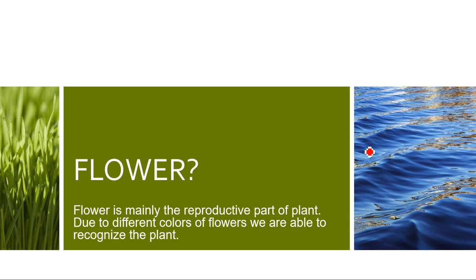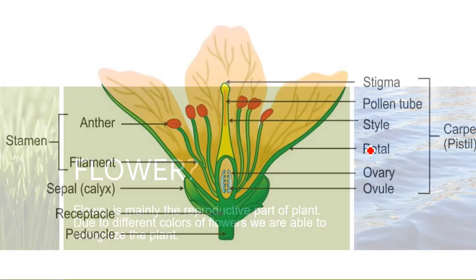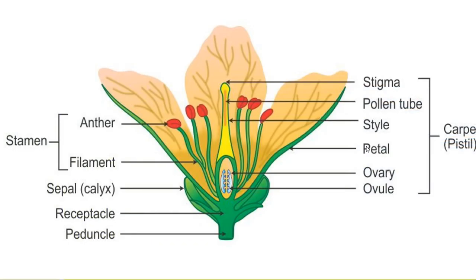Flowers are different in color, and we are able to recognize the plant by its flower very easily because many plants have the same kind of root, but their flowers are different. So flowers generally help us to recognize the plant. Yes, this is the structure of a flower. We will elaborate the function and structure of each and every part later, but let me tell you the structure.